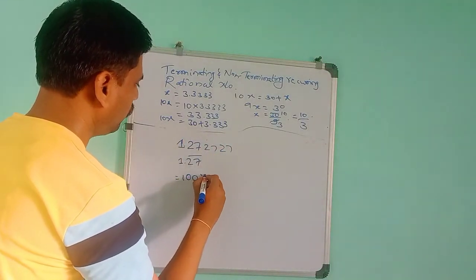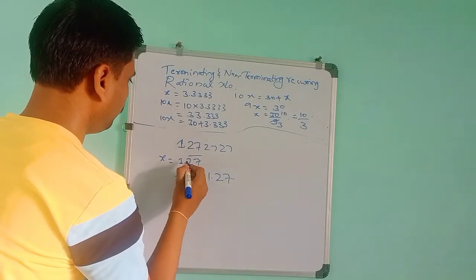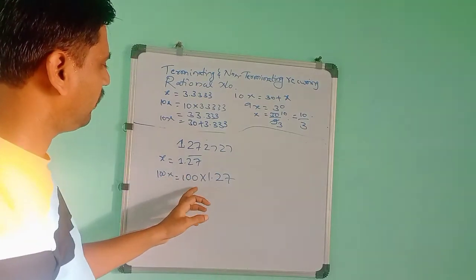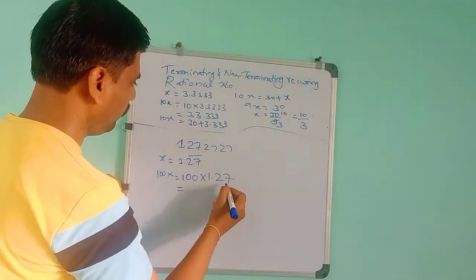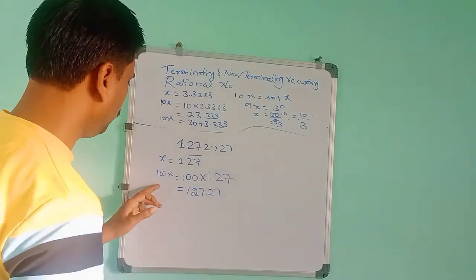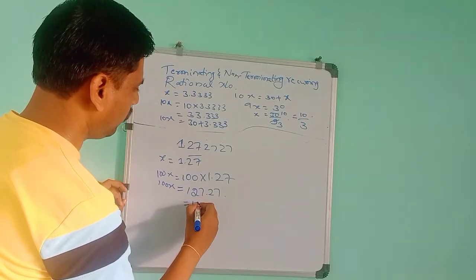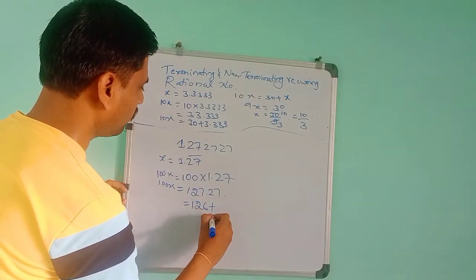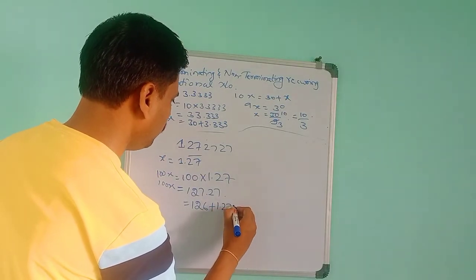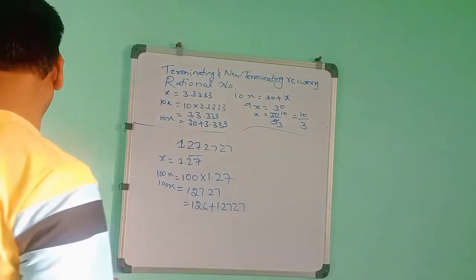100 into 1.27. Here put this one as x, 100x. So 100 into 1.27 means 127.27. So this is 100x. So you can split this one as 126 plus 1.2727.